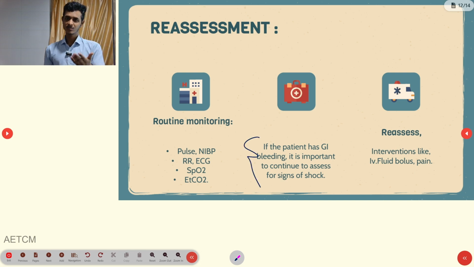And then we have to reassess interventions. If we have given any medication for pain, we check how the pain intensity is after the analgesic. After 5, 10, or 15 minutes we have to reassess whether the patient needs another dose of analgesic or any other intervention. And again, if we have given an IV fluid bolus, we check whether there is any improvement or not. Those are the things we have to reassess.